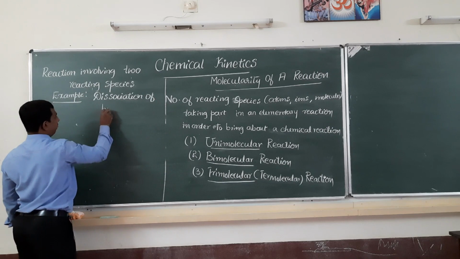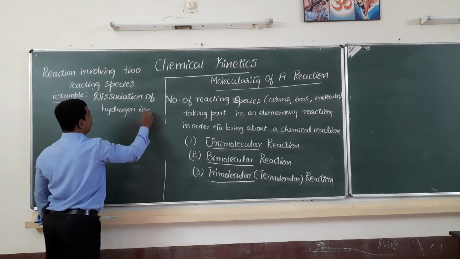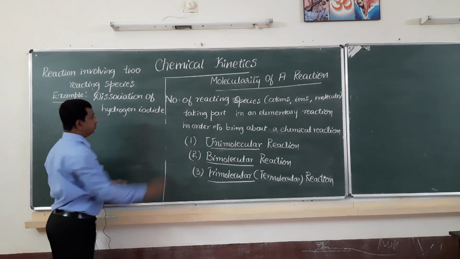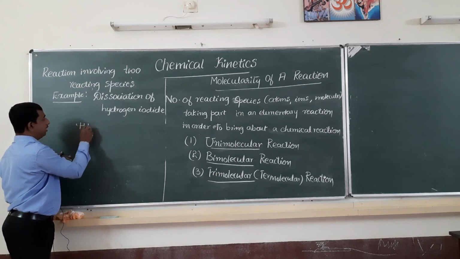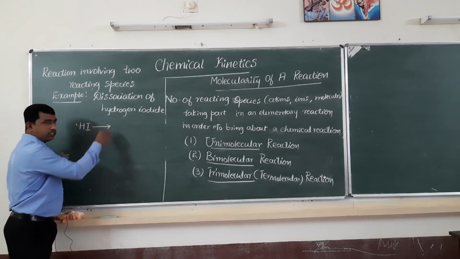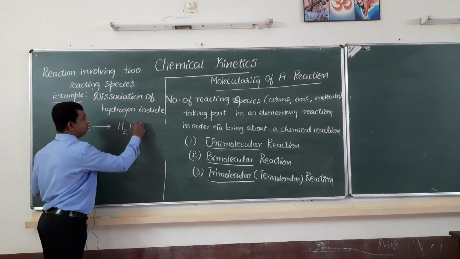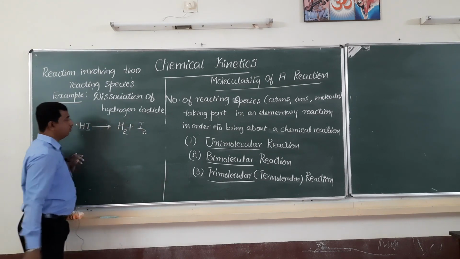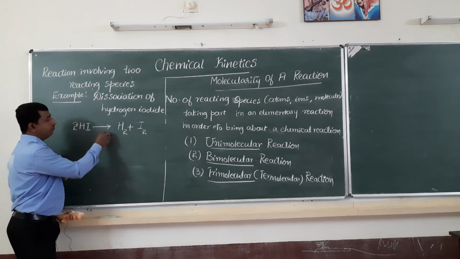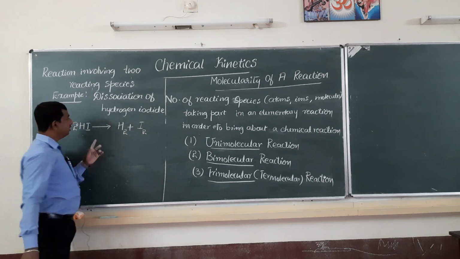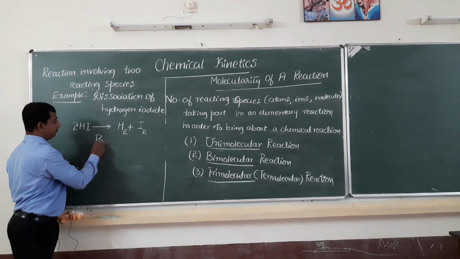Dissociation of hydrogen iodide. Dissociation of what? Hydrogen iodide. Formula of hydrogen iodide is HI. It undergoes dissociation forming dihydrogen H2 plus iodine, that is I2. You can see 2 here, so it is 2HI giving H2 plus I2. Now this reaction is an example for bimolecular reaction.